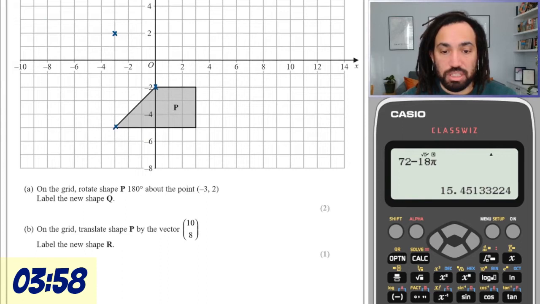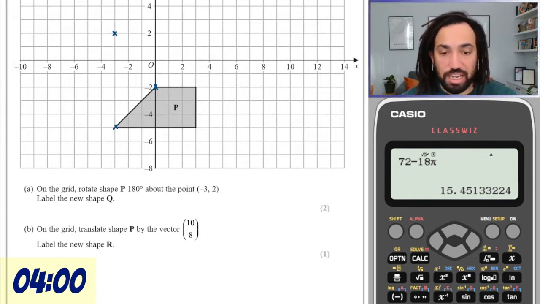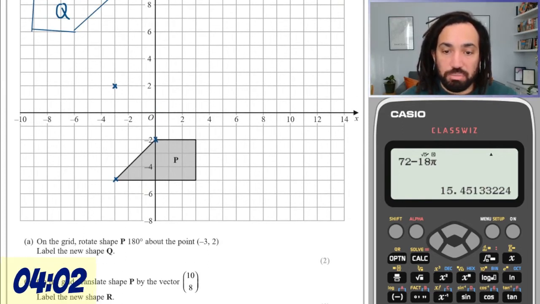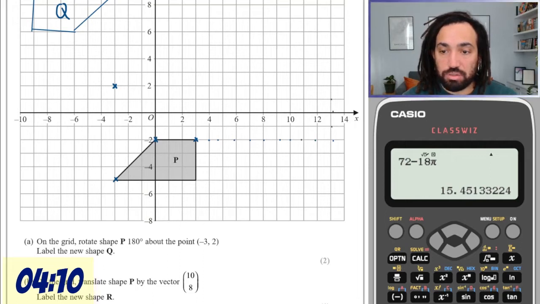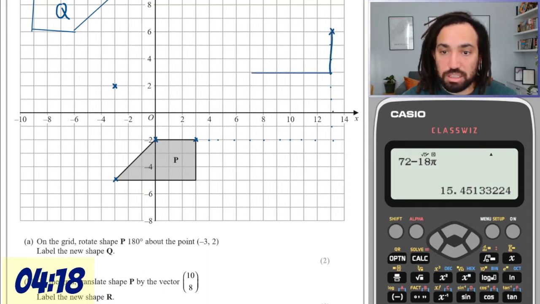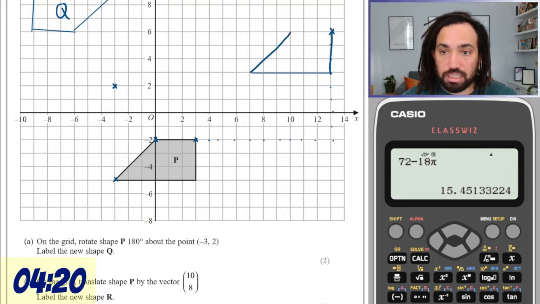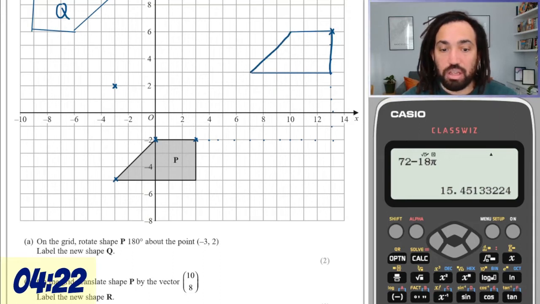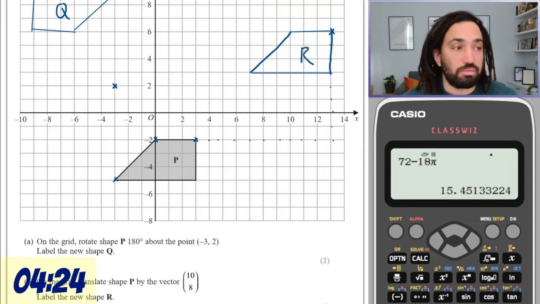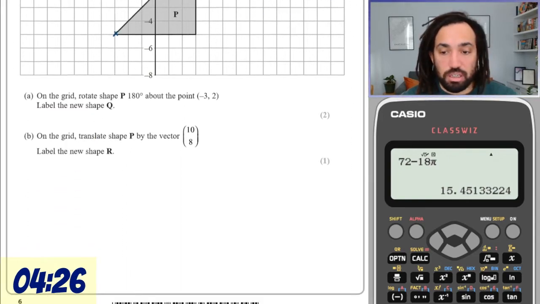On the grid, translate P by the vector 10, 8. Okay, so let's pick this point here and go 10 across. So 1, 2, 3, 4, 5, 6, 7, 8, 9, 10. And 1, 2, 3, 4, 5, 6, 7, 8 up. Okay, so that comes down 3, goes across 3, 6, goes up like that, and then goes across over here. Okay, label the new shape R. Fine.